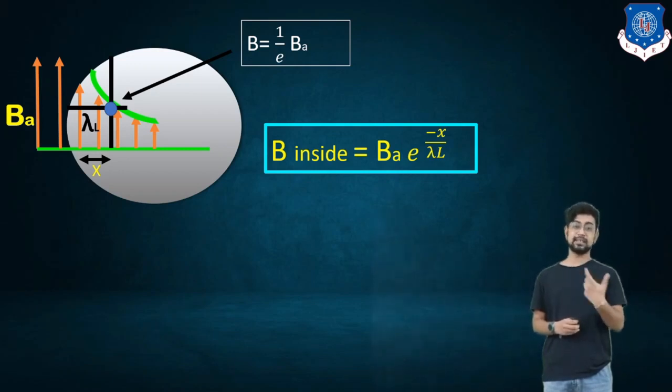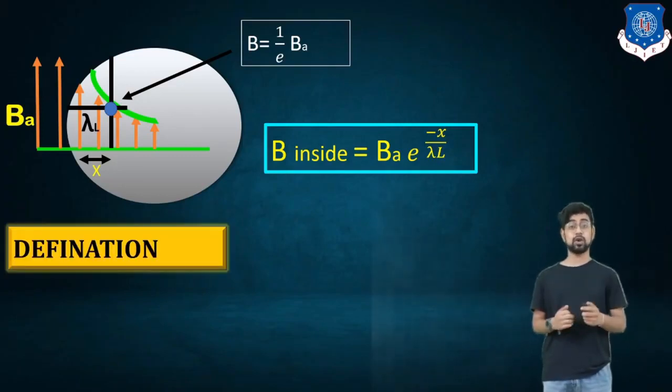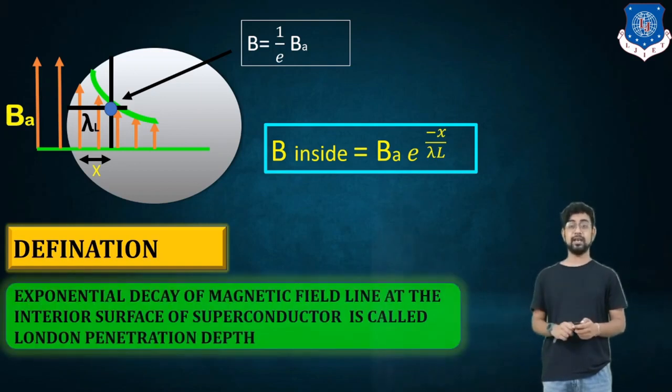Here x is the distance. We don't want the field to penetrate, so we take the surface as the reference 0, and the length to which it penetrates is x, with a minus sign in the exponent. So this is what we have got. Now we can define that the exponential decay of the magnetic field at the interior surface of a superconductor is called the London penetration depth. It is all about how deep the magnetic flux lines penetrate and how they decay slowly and gradually.